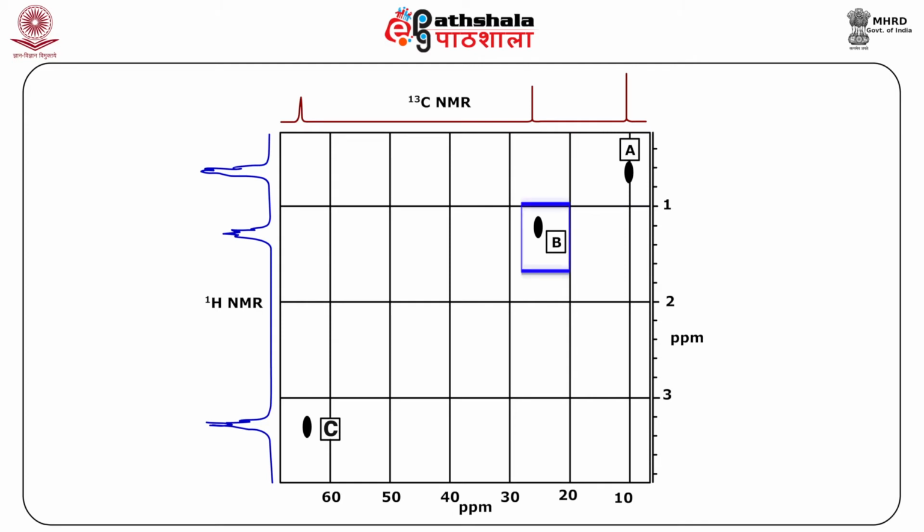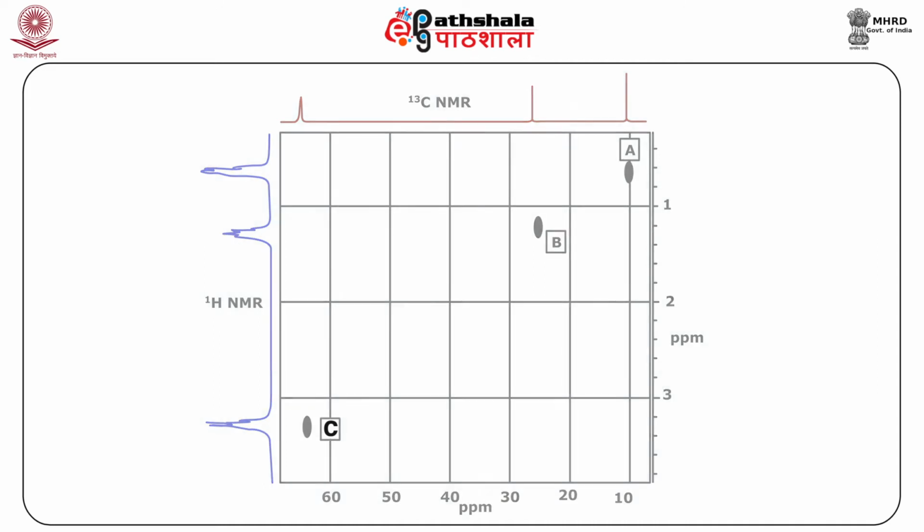Similarly, the peak marked B indicates a coupling interaction between the hydrogen at 1.3 ppm and the carbon at 25 ppm, and this corresponds to the CH2 group. The peak marked C indicates a coupling interaction between the hydrogen at 3.6 ppm and the carbon at 65 ppm, and this, you can make out now, corresponds to the CH2OH group.